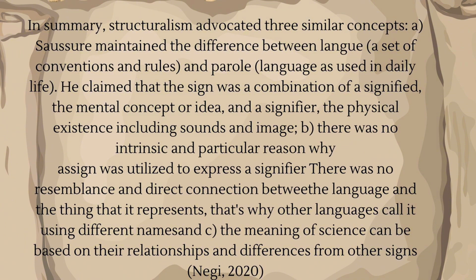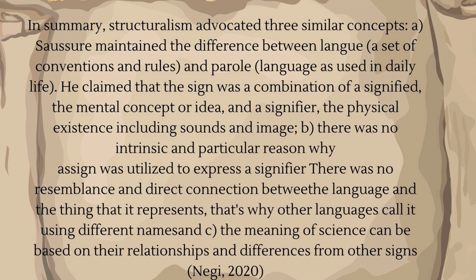There was no intrinsic and particular reason why a sign was utilized to express a signified. There was no resemblance or direct connection between language and the thing that is represented. That's why other languages call it using different sounds. The meaning of a sign can be based on its relationship and differences from other signs.